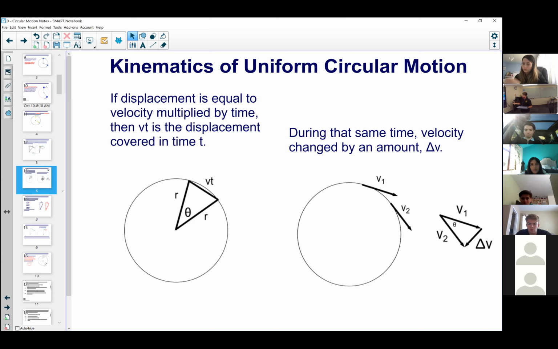A bunch of thumbs down. Yeah, if the speed is the same, that just means it's uniform circular motion. It doesn't mean that everything about their motion is the same. Okay, just that it's uniform. All right, part B. The centripetal acceleration of the first car is greater since its radius is smaller. Thumbs up or thumbs down?